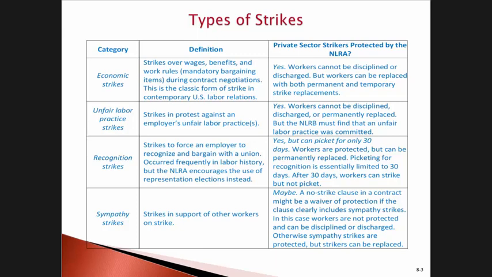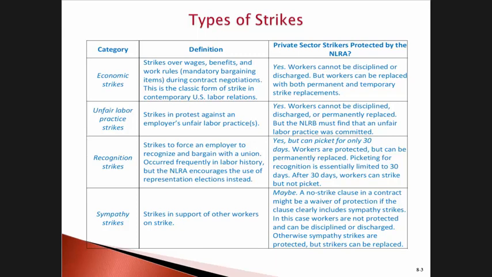A recognition strike we talked about already. This is a strike to attempt to force an employer to recognize and bargain with a union on behalf of the employees. These occurred frequently in our labor history, but with the National Labor Relations Act, we now have an easier path to using representation elections instead of recognition strikes. These strikes, however, are legal, but there are limitations. Workers can only picket for 30 days. Workers are protected, but can be permanently replaced. Picketing for recognition is essentially limited to 30 days, and after 30 days, the workers can still be on strike, but they're not allowed to picket.